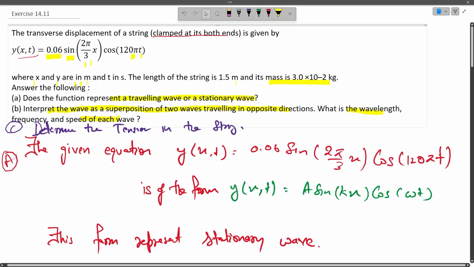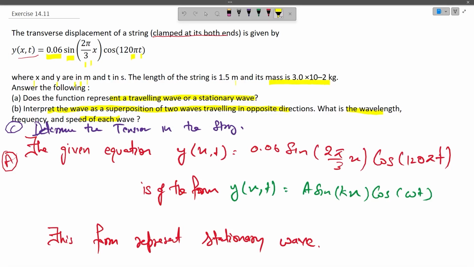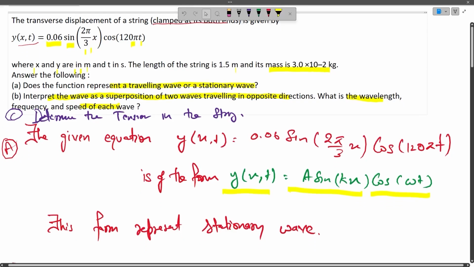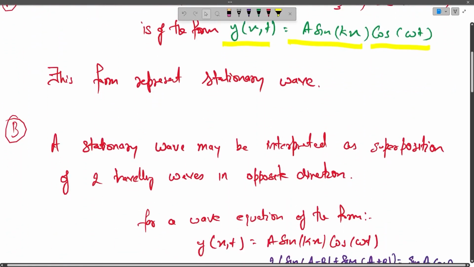Now in the first question we have to tell whether the given equation is representing a traveling wave or a stationary wave. The given equation is in the form of y(x,t) = A sin(kx) cos(ωt). This form represents a stationary wave. So this is a stationary wave, not a traveling wave.